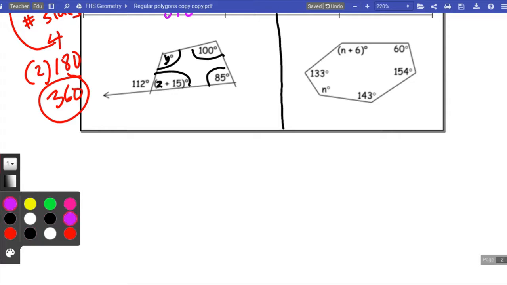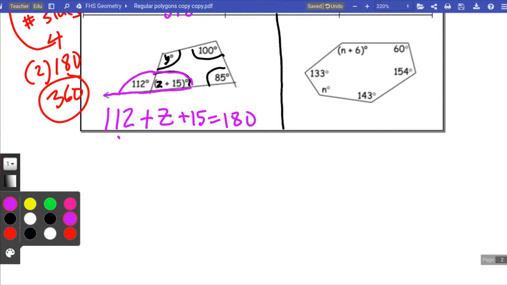But we always got this because we know the following. We know that these angles right here, they are supplementary. So it means that 112 plus the Z plus the 15 must equal 180. Then we can solve this.